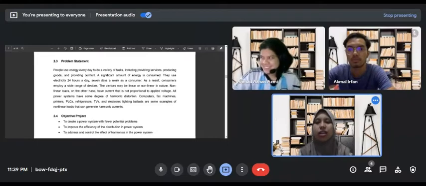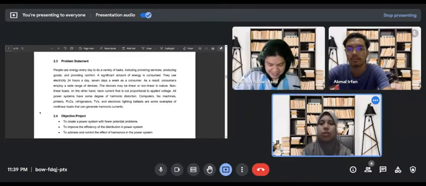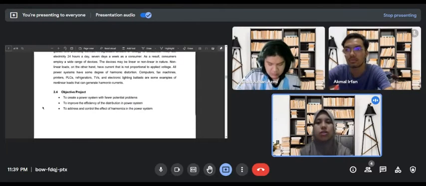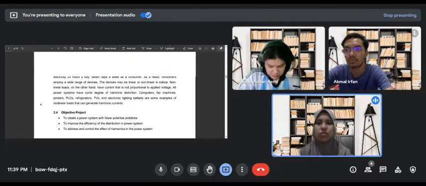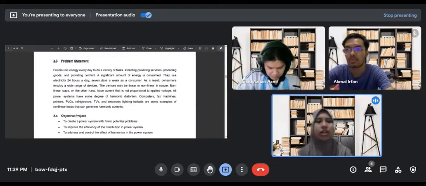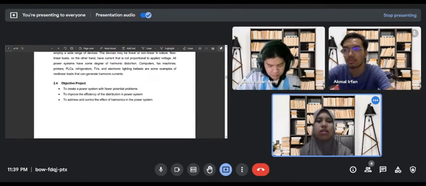So in this project, people use energy every day to do a variety of tasks, including providing service, producing goods, and providing comfort. A significant amount of energy is consumed, so they use electricity 24 hours a day, 7 days a week as a consumer. As a result, consumers employ a wide range of devices. So a device may be linear or non-linear in nature. Non-linear loads, on the other hand, have currents that are not proportional to the applied voltage. All power systems have some degree of harmonic distortion.